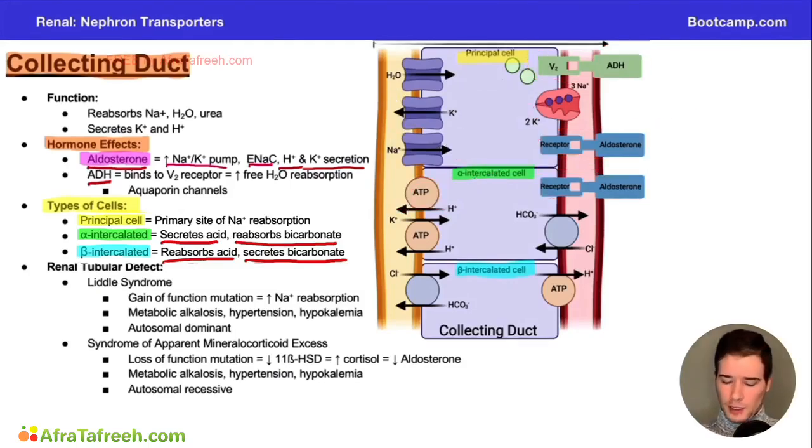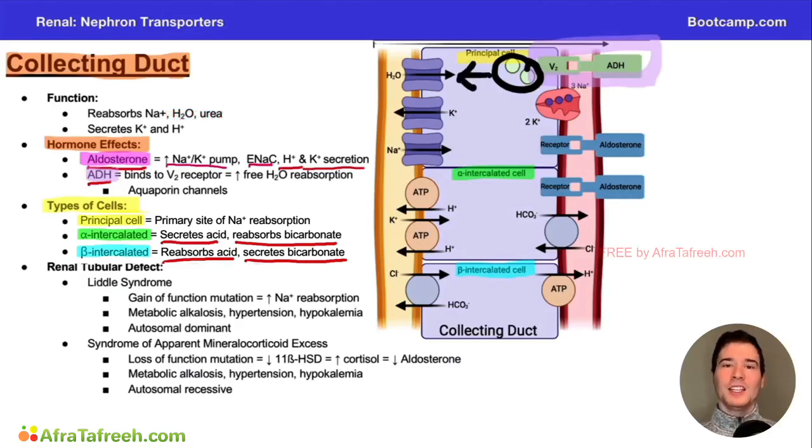And the other hormone we're going to talk about here is ADH. ADH binds to the V2 receptor with the ultimate goal of reabsorbing free water. If we draw our attention to the V2 receptor and the ADH molecule over here, the binding of ADH to the V2 receptor will actually cause the release of vesicles right here that then go to the other side and add additional water transporters in the nephron. These are called aquaporin channels.